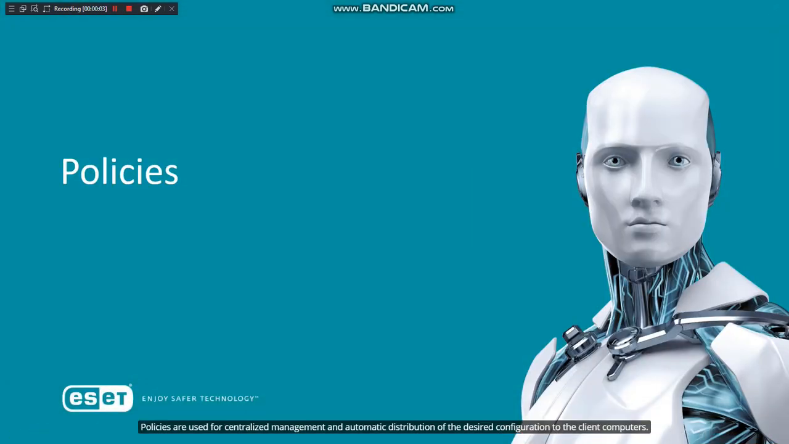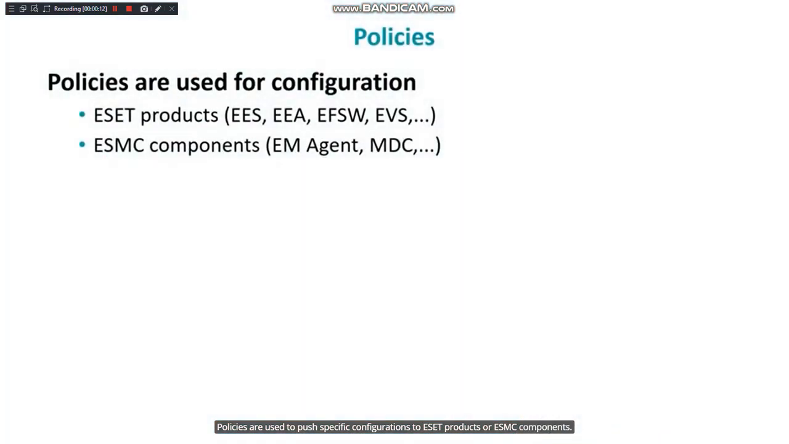Policies are used for centralized management and automatic distribution of the desired configuration to the client computers. Policies are used to push specific configurations to ESET products or ESMC components. Policies are applied by the EM agent. Autonomous application of the policies by EM agent can prepare the network for all situations without the necessity of constant connection to ESMC server or a direct reaction of the administrator.